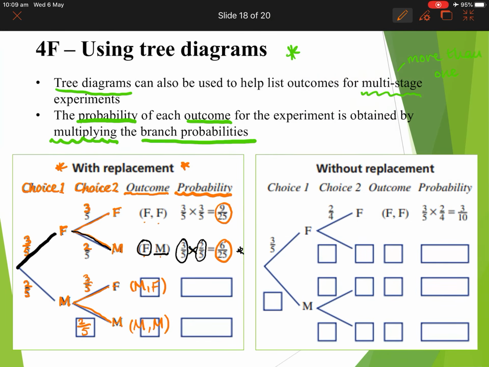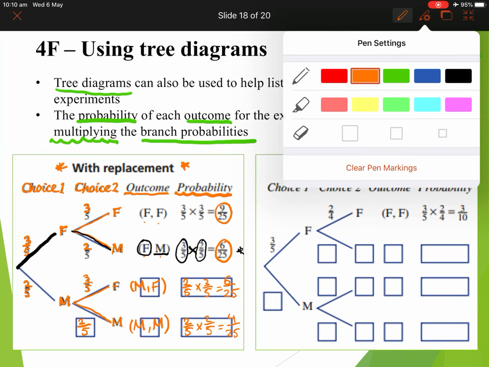So we'll fill out the next bit. We've got a male and then a female. The probability of a male is 2/5, and then we times the female, which is 3/5. So that gives us 6 over 25. And the last one, male and then a male. So 2/5 for the first male, 2/5 for the second male, which gives you 4/25.